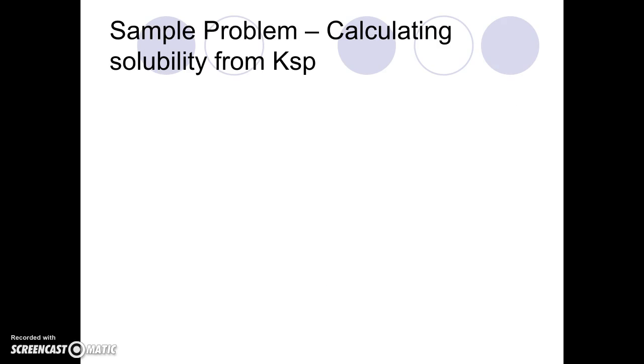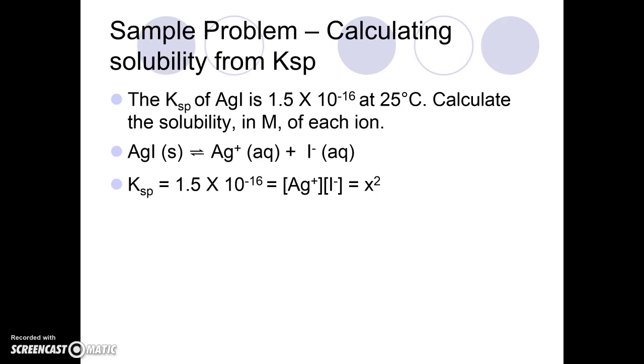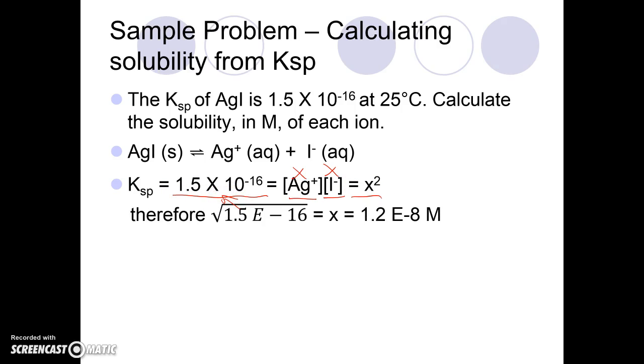Next, calculating solubility from Ksp. Now you're given the equilibrium constant. It's 1.5 times 10 to the minus 16 for dissolving silver iodide. So let's find out what we've got. First, we write our equation, make sure it's a 1:1 ratio. Then the Ksp, we set that equal to the equilibrium concentrations. We know that this is equal to this, so we call each of them x. So they become x squared. 1.5 times 10 to the minus 16th equals x squared. So if we take the square root of this baby, we will get the concentration of each of the ions.